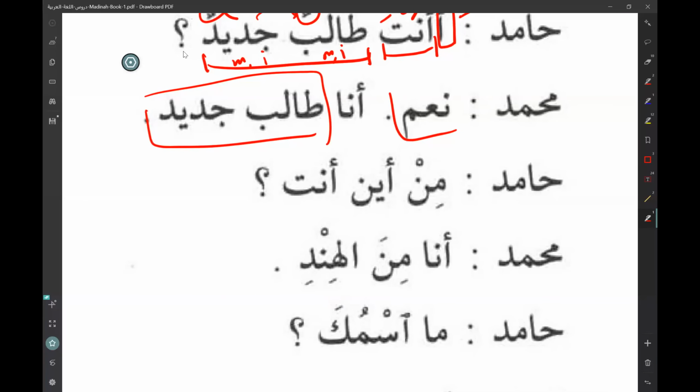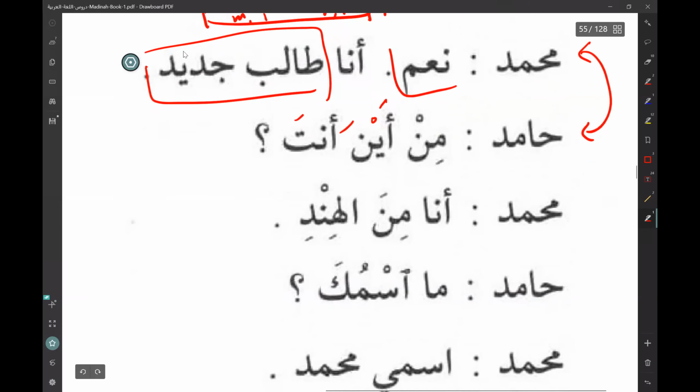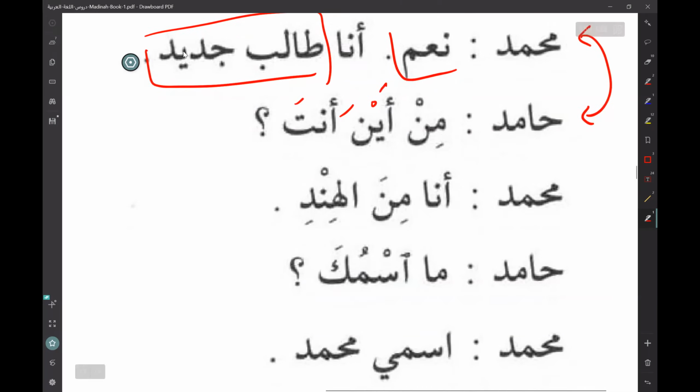Then it's asking, min aina anta, where are you from? Min aina anta. Why am I not saying anti? Because anti is for feminine. These two male persons are having a conversation, right? Min aina anta. Ana min al Hind. We had all of these things before. I am from India, right?